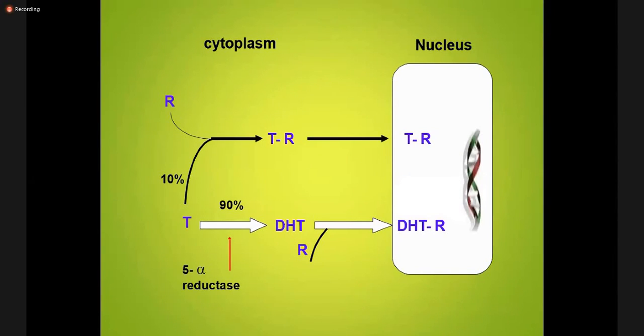This is a slide indicating that the main hormone that goes into the cell, at the DNA level, is dihydrotestosterone. So 90% of the activity is due to dihydrotestosterone. 10% of the testosterone can also move inside the cell and nucleus, but the active form that produces action at the cellular level is dihydrotestosterone.